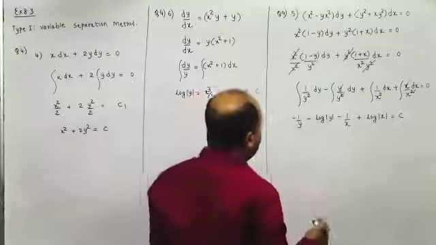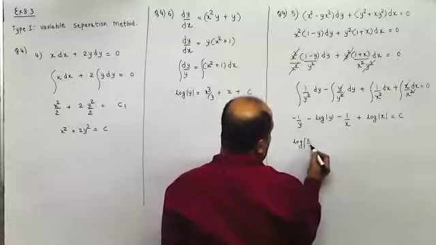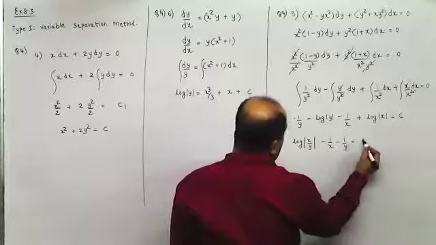Now if you observe here, this is log x minus log y. So I can write it as log x upon y. And here I'll get minus 1 upon x minus 1 upon y equal to constant.